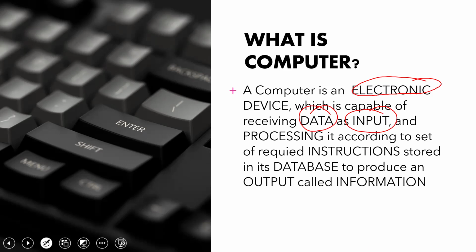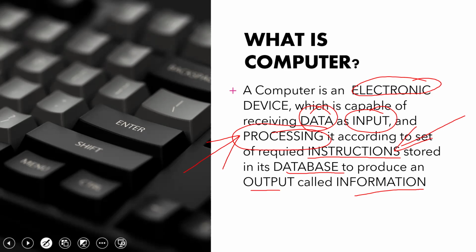So it is an electronic device which is capable of receiving data as input and processing it according to a set of required instructions that are stored in its database in order to produce an output called information. The point we are making here is that this electronic device receives data, and how it processes the data is dependent on these stored instructions. The different instructions actually do different things.